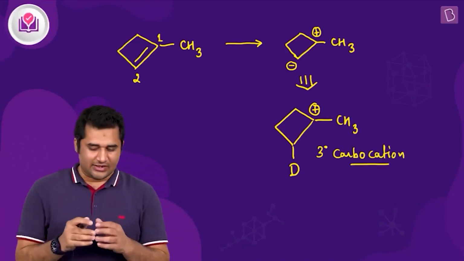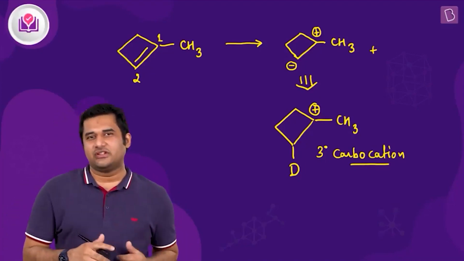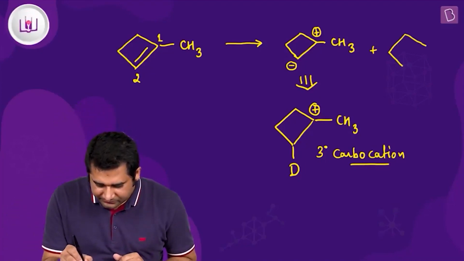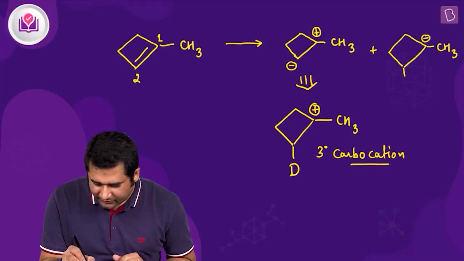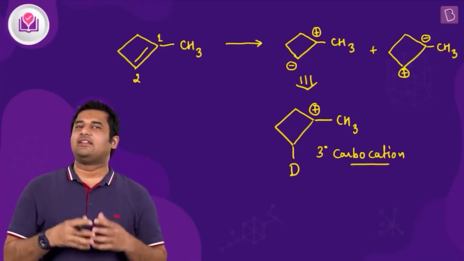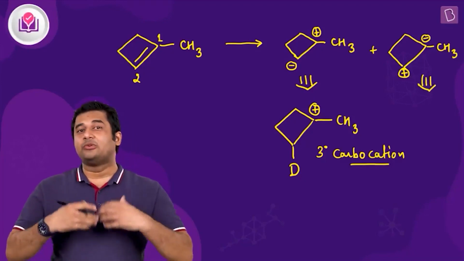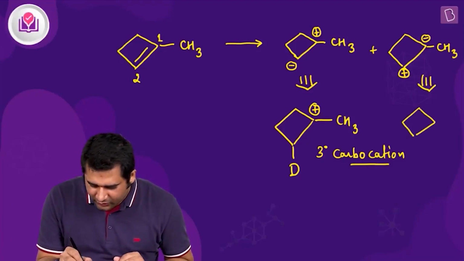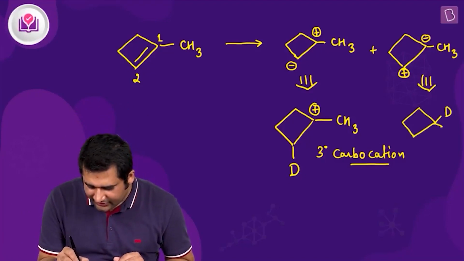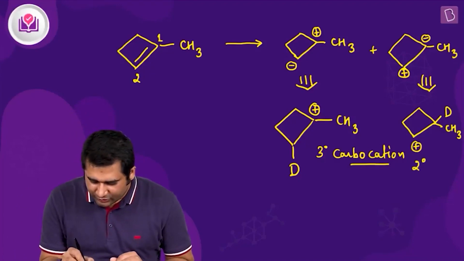Now let's see the other one that is possible. Let's say the electron density gets shifted to the first carbon, then what we will get is CH3, and here it is negative and here it is positive. Again the same thing: the negative you will not be able to see actually. Why? Because D+ will be simultaneously attacking. So what you will get is D here and CH3 here, and then a positive charge on this particular carbon. In this case the carbocation that we are getting is a 2-degree carbocation.